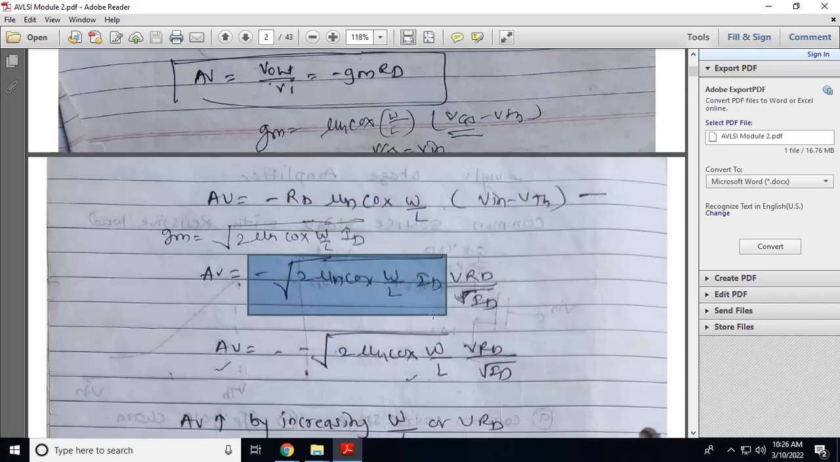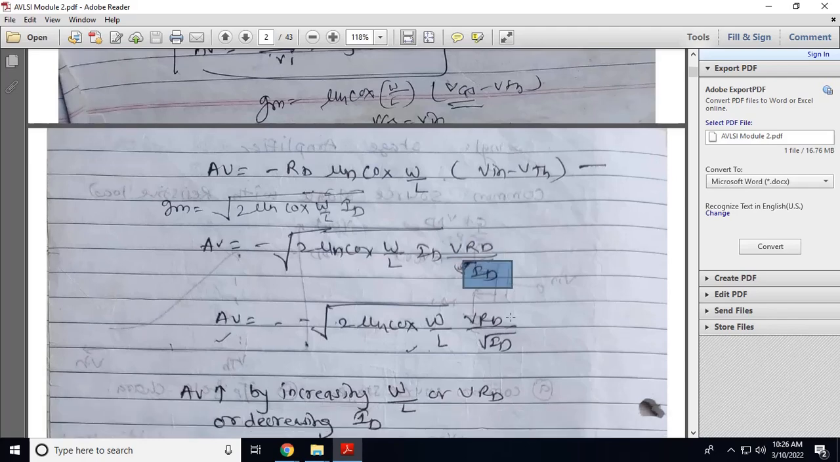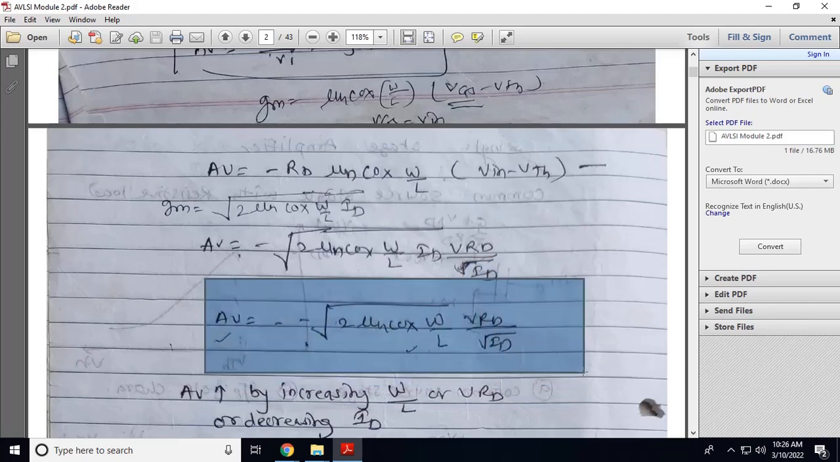This is gm, and instead of RD we can write it in terms of voltage and current, that is VRD divided by ID. This is the voltage across resistance RD, and this is the current flowing through resistance RD. Again we can simplify this. So Av is equal to minus the square root of 2 mu n Cox W by L, times VRD divided by the square root of ID.